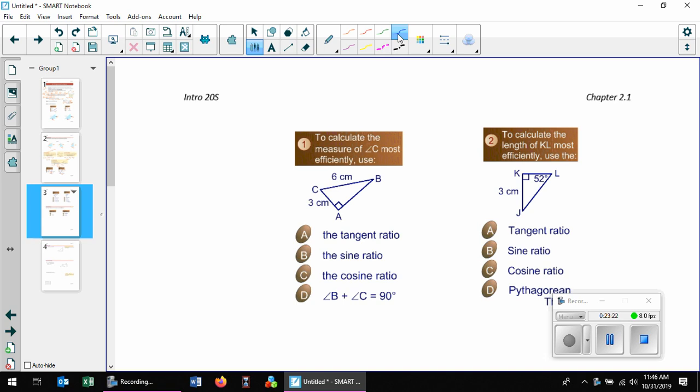Now I'm solving for angle C. So where's angle C? Right here. That's angle C. You guys all agree with me? Remember, we were putting our phones away. So what side do I have? The adjacent side and the hypotenuse. So what trig formula has adjacent and hypotenuse in it?